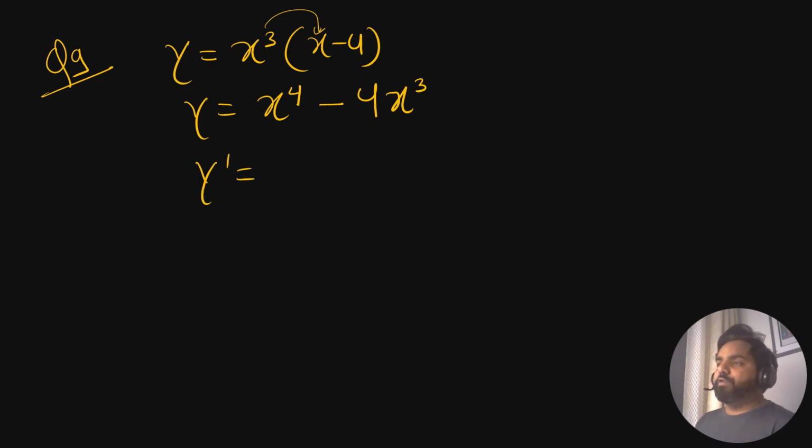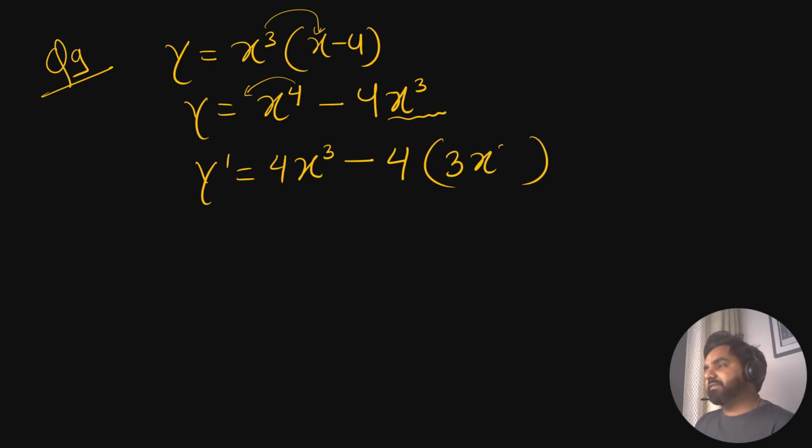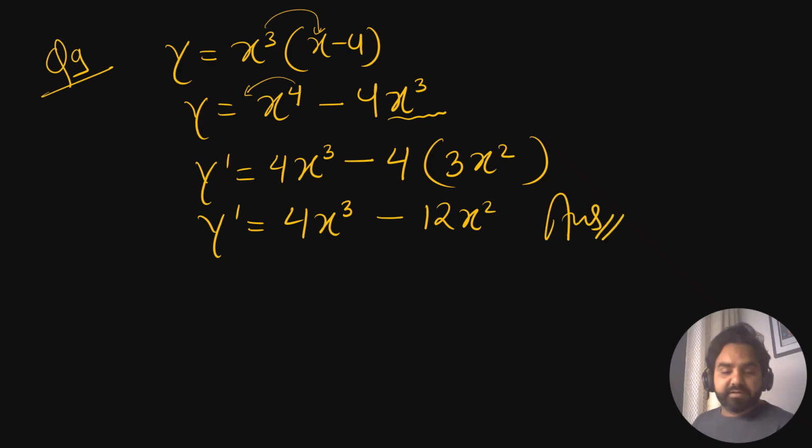This will become 4 will come in the front, which is 4, and power will get reduced by 1, which is 3. Then I don't have to do anything with this 4, and now I will put a bracket. We'll try to differentiate x cube, which is 3x square. So the final answer for this differentiation will be 4x cube minus 12x square. So this is your final answer for this differentiation.